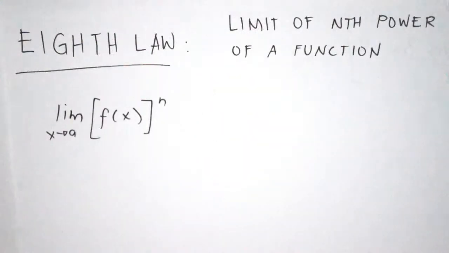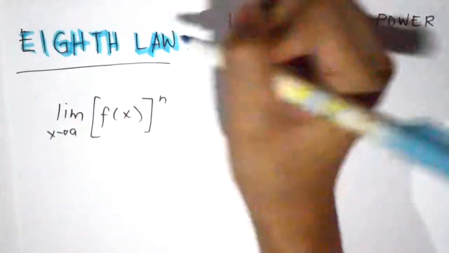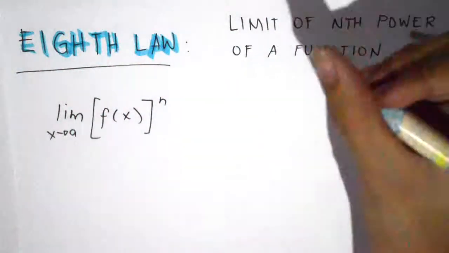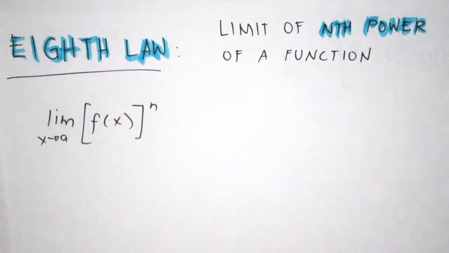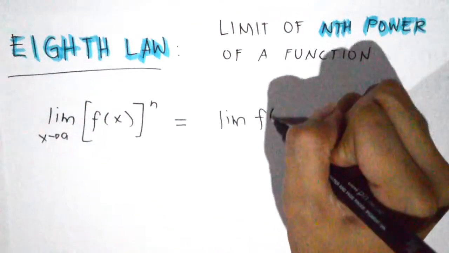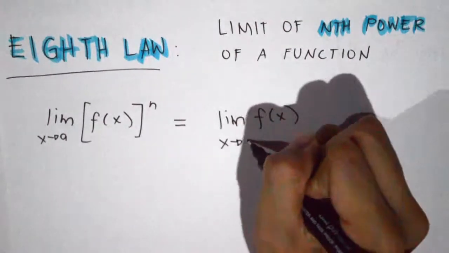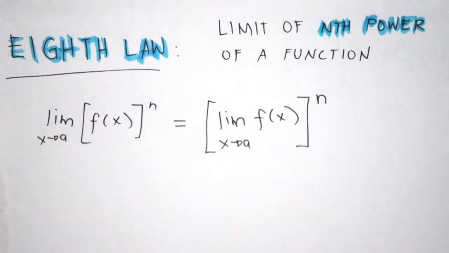The eighth law is all about the limit of the nth power of a function, which is equal to the nth power of the limit of that function, provided that n is a positive integer and the limit of f(x) as x approaches a exists. This is illustrated by the limit of [f(x)]^n as x approaches a is equal to [the limit of f(x) as x approaches a]^n.